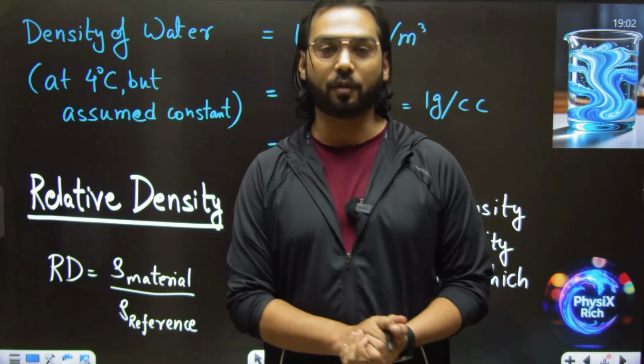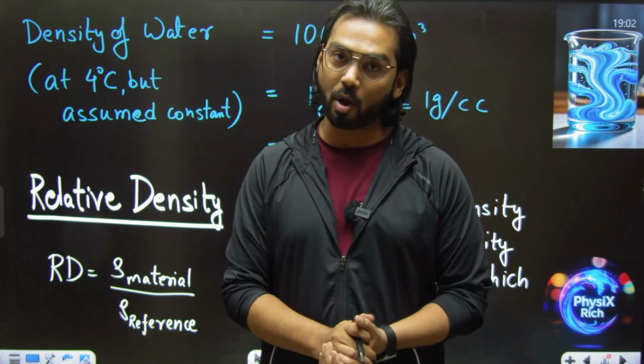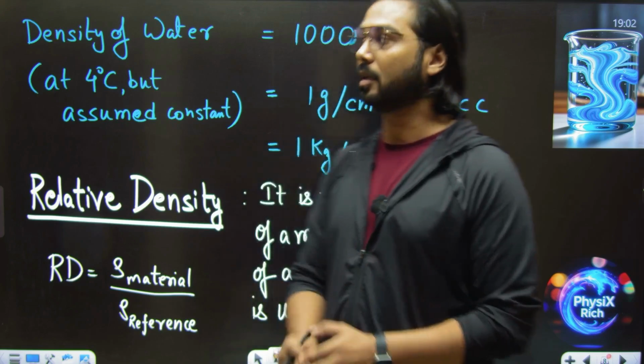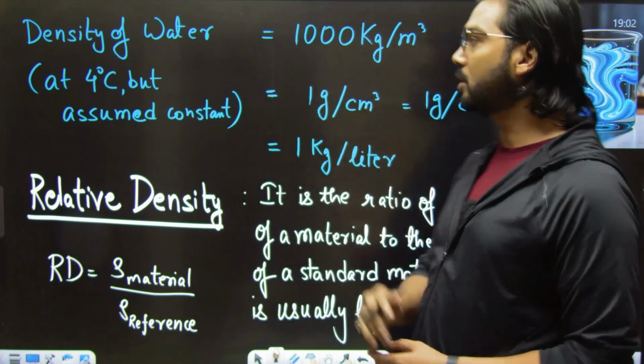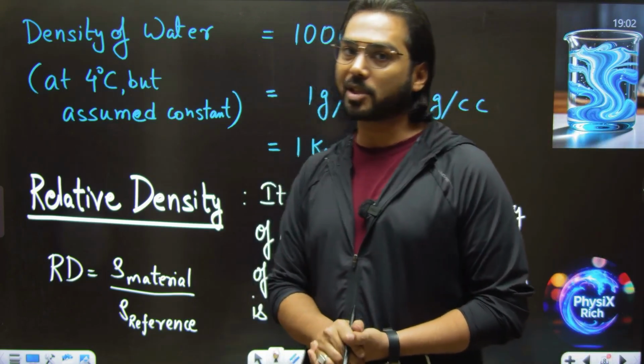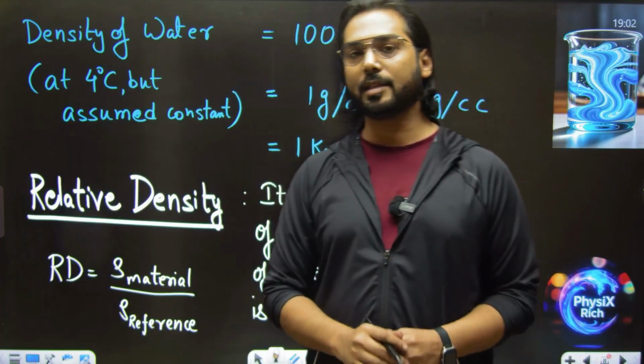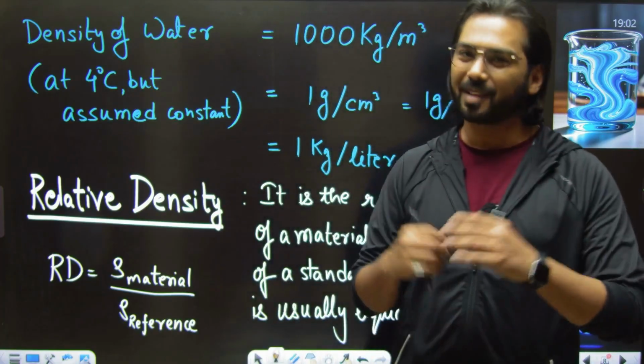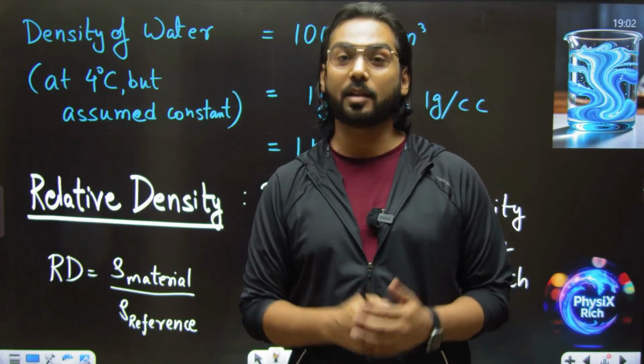Remember the density of water. It's one of the most important data to remember in this chapter. The density of water is 1000 kg per meter cube, and it is measured at 4 degrees and assumed to be constant. Again, the density of water can be varied.